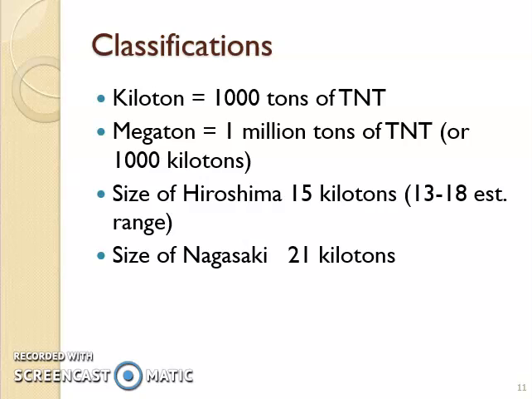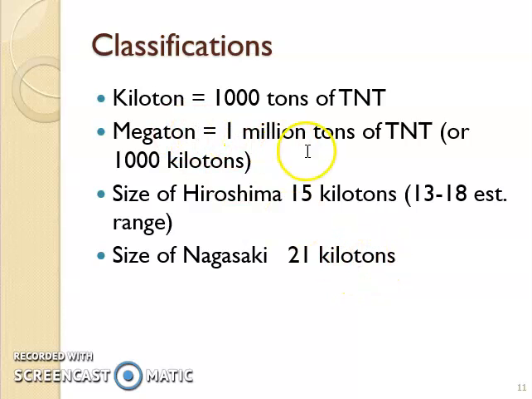All right, so classifications of the sizes of these nuclear monsters. Kiloton is 1,000 tons of TNT. So the first bomb dropped, Little Boy, was 15 kilotons, or about 15,000 tons of TNT going off all at the same time. Of course, having those extra effects of the nuclear explosion. Fat Man was just 6 more than that.